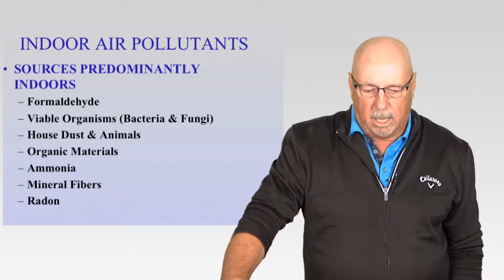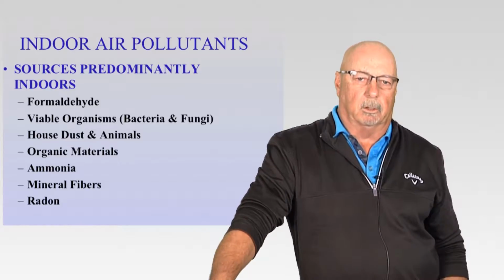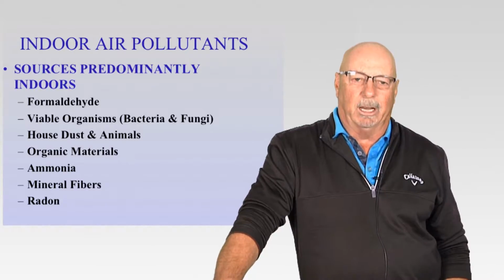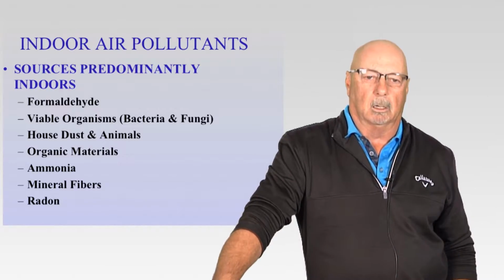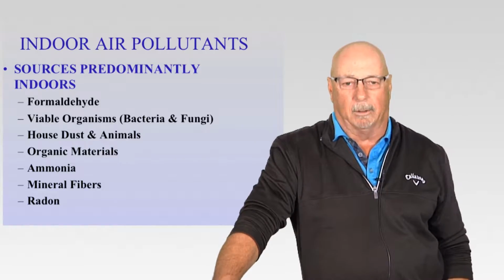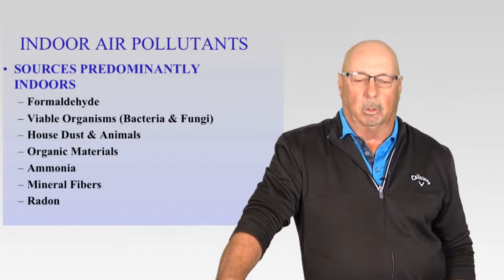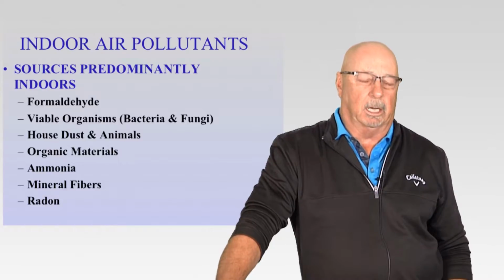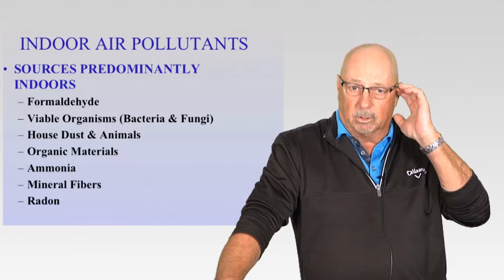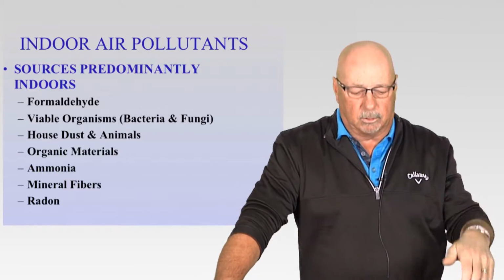And then those indoor air quality pollutants that are generally generated inside the building are going to be things like, again, chemicals, volatile organic compounds, formaldehyde, bacteria, and fungi. You can get into dust mites, house dust, animals, and the dander that animals create.